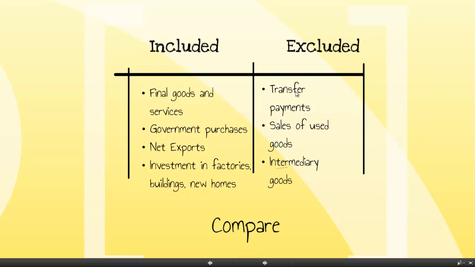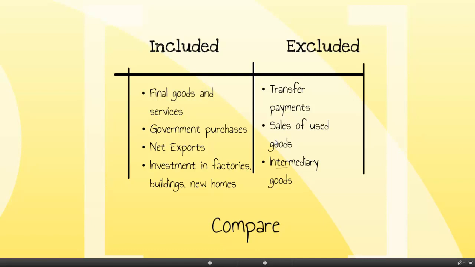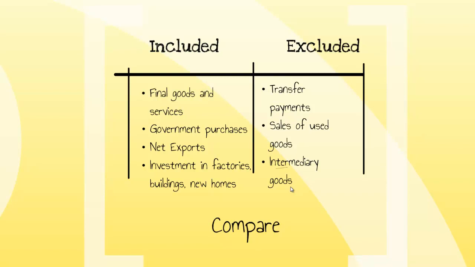What's not included? Transfer payments, this means welfare, WIC, SNAP, Social Security, Medicare. We are transferring money, but we are not receiving a new good or service for that money. Sale of used goods. So if I go on Craigslist and I buy a couch, not included. If I buy a used car, not included. We included that car in GDP when we made the car and sold it initially. Intermediary goods. This is in between. So if I buy cotton from someone and then I make the t-shirt, only the final sale of the t-shirt is counted in GDP, not the cotton purchase.